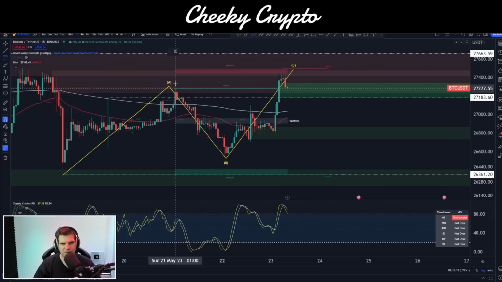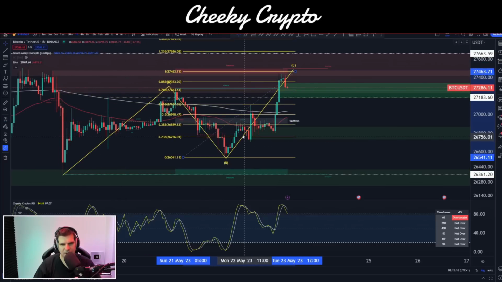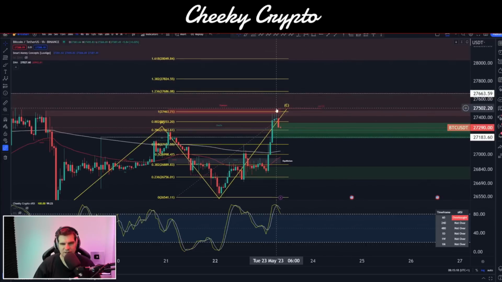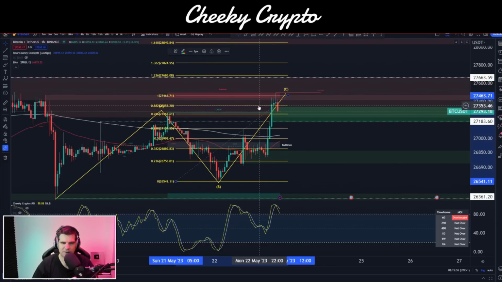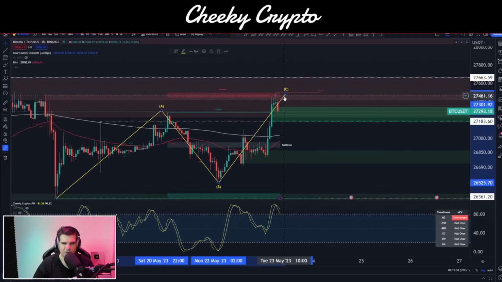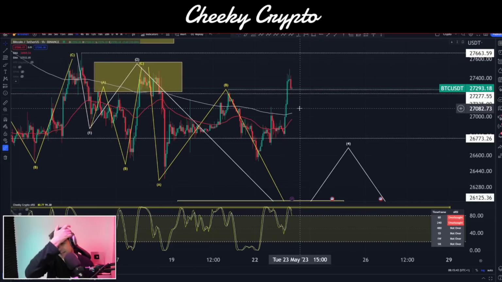Okay, and if we just measure the distances on these here, we can see that we've just tapped into the 1-to-1, with the 1.236 being ever so slightly higher than 27,663. So it's possible that we still come up a little bit higher on the 1 to 1.236 ratio, but for the most part, we've kind of completed this. There's no need from an Elliott wave theory point of view to think of that move needing to go up any higher.